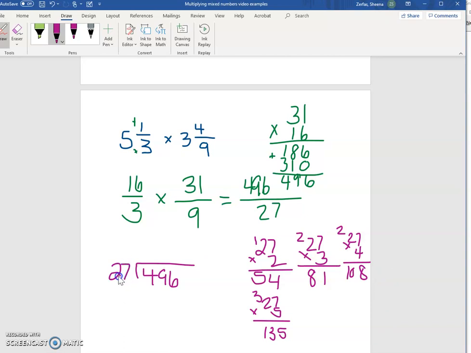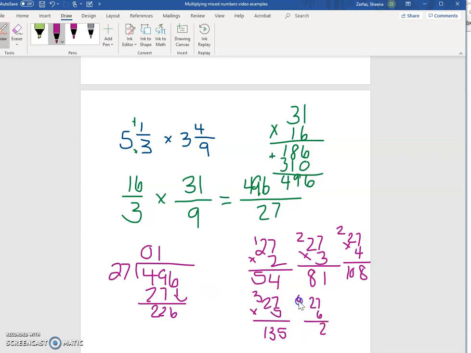So I first tried to divide 27 into 4, which I cannot do. And so now dividing 27 into 49, it can't even go in twice. Not enough there, so I can only make one group. Subtracting 1 times 27, 22 left over. Bring down that 6. So I don't quite have enough multiples listed out because I have to get all the way to 226. So let's continue with 27 times 6. And again, I'm going to keep going until I get close to 226.